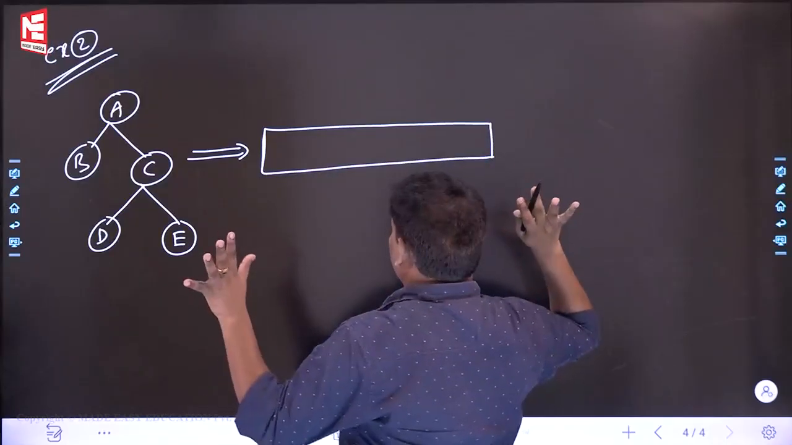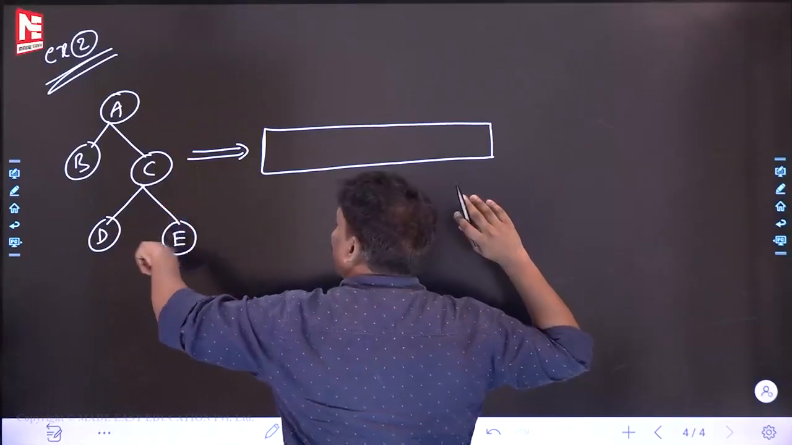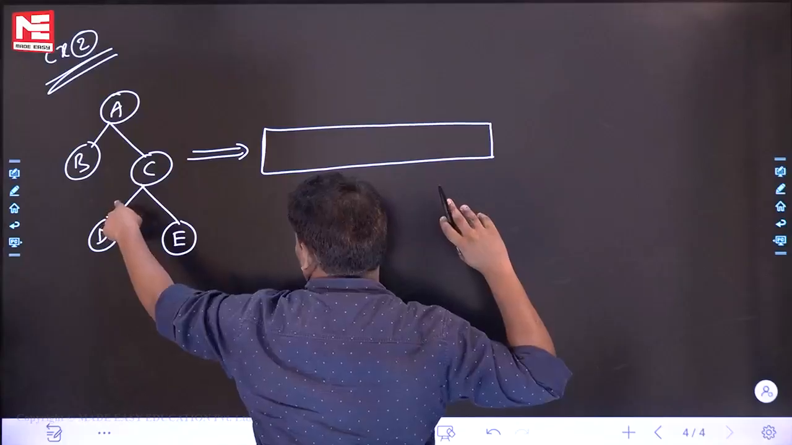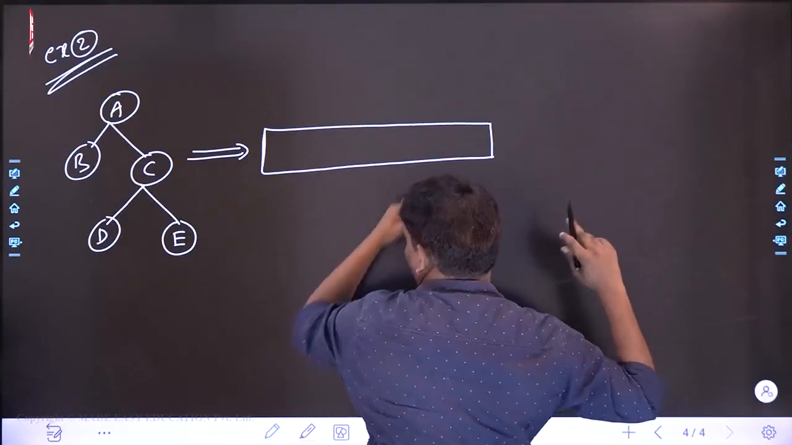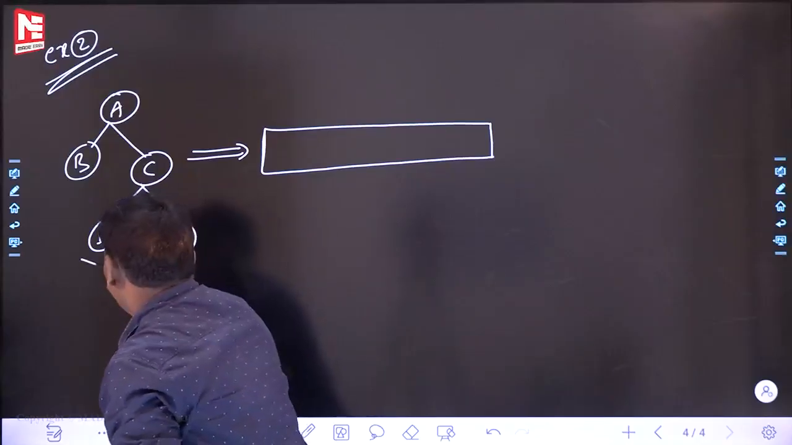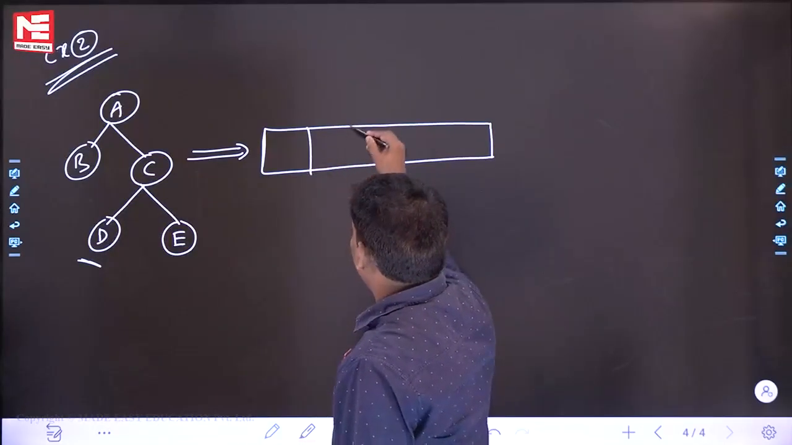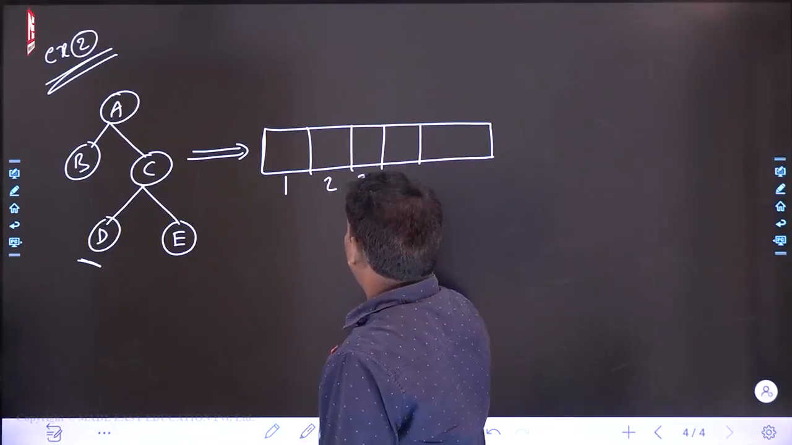I am repeating once again. The second problem says that in one of your previous papers, one binary tree is given, and it is asking: if you store this binary tree in the form of an array, where the array index starts from 1, at which index will D be stored? That is what they are asking. Let's try, 1, 2, 3, 4.